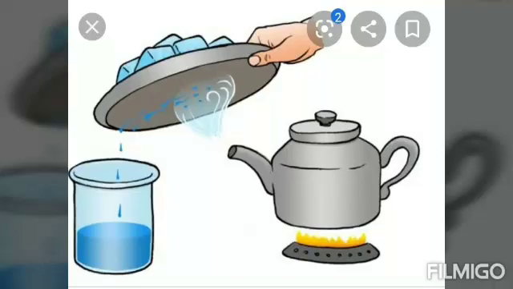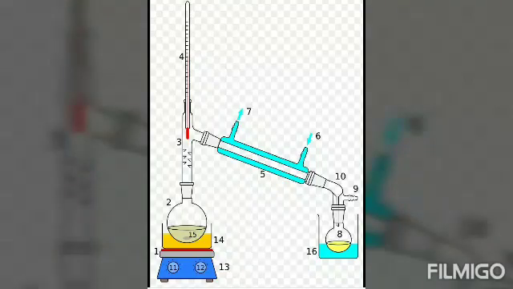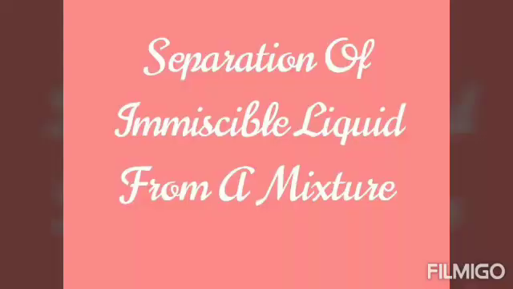Now, the next process is called distillation. Distillation is the process in which we can separate liquid from a solution by heating and after that cooling. This is called distillation, in which we can find the pure form of water.